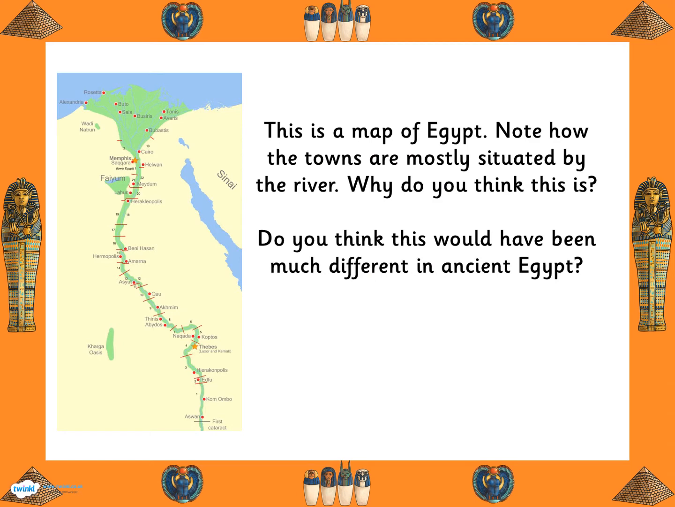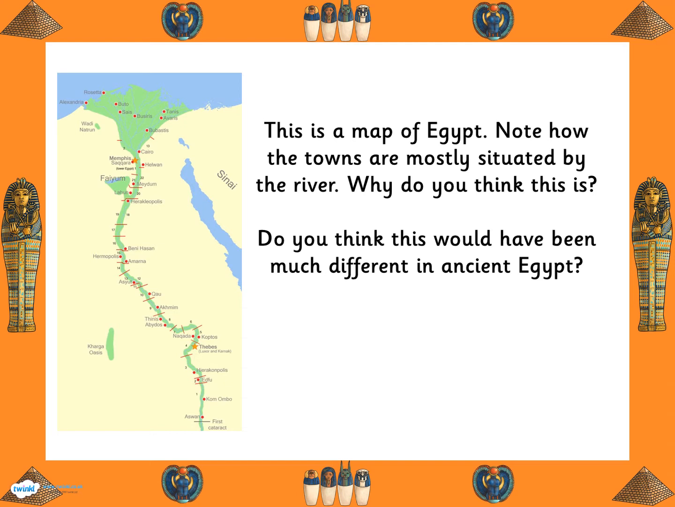This is a map of Egypt. Note how the towns are mostly situated by the river. This river is called the River Nile. Why do you think the towns are all beside the river?